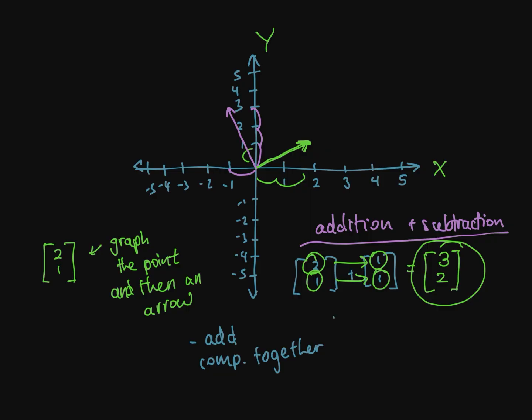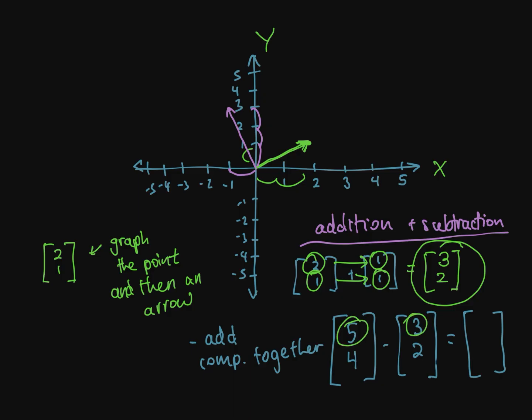And let's also quickly try an example with subtraction. So say we start off with the vector 5, 4, and then we want to subtract 3, 2. Then we again write them side by side like this, and then we go component by component. 5 minus 3 is 2, and 4 minus 2 is also 2, so our result is 2, 2.